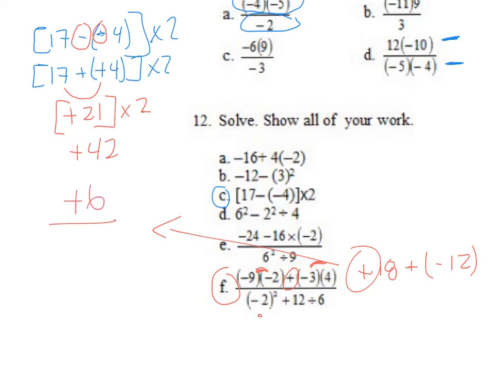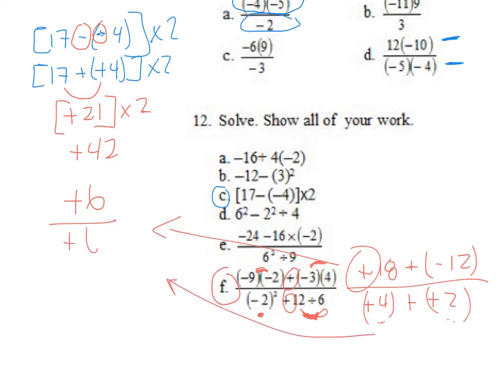Now I can do the bottoms. I have to do my exponents first, then my division, then I can add. So -2 times -2 is a +4, plus 12 divided by 6 is a +2. And here the signs are the same. I keep the sign and I add the numbers. +6 divided by +6 is a +1.